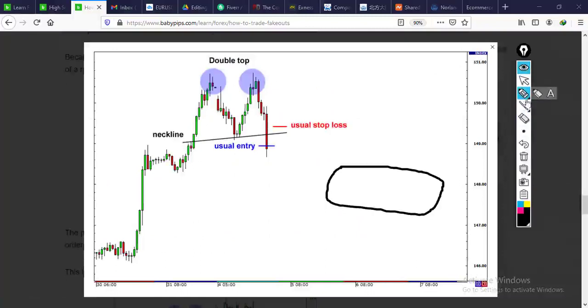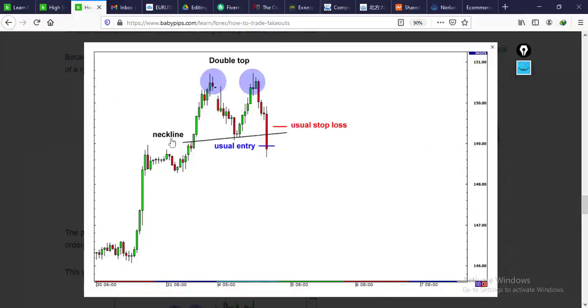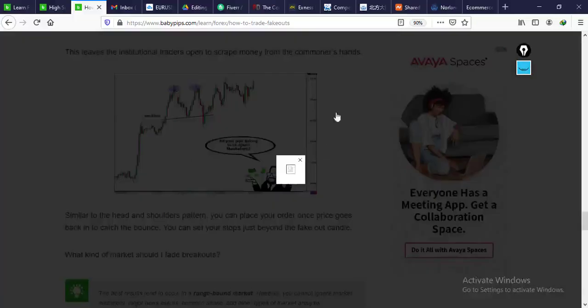And let's take a look at a double top, and see what many of us retail traders do, and how we can learn. So here's the first top, second top. I mean, we learned about all this. Babypips even taught us this, right? And so we are told, put your entry here, your stop loss here, because it has broken the neckline already. Here's the neckline broken. And so now we have taken our trade. Let's now see what the institutions did.